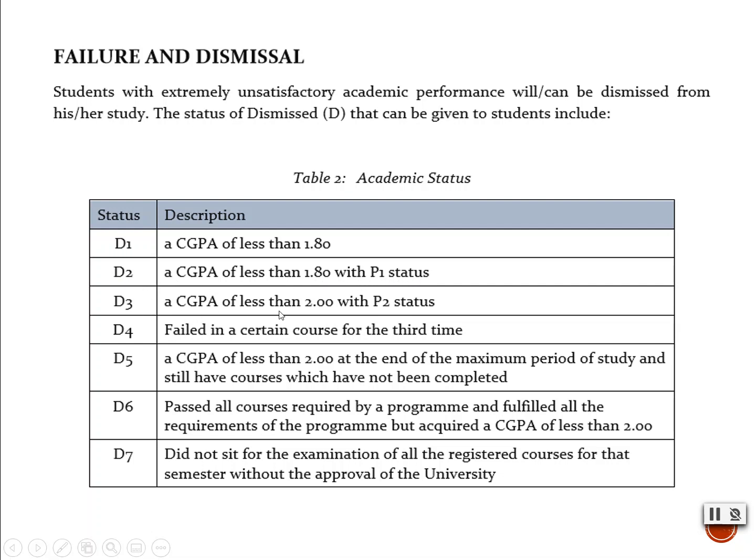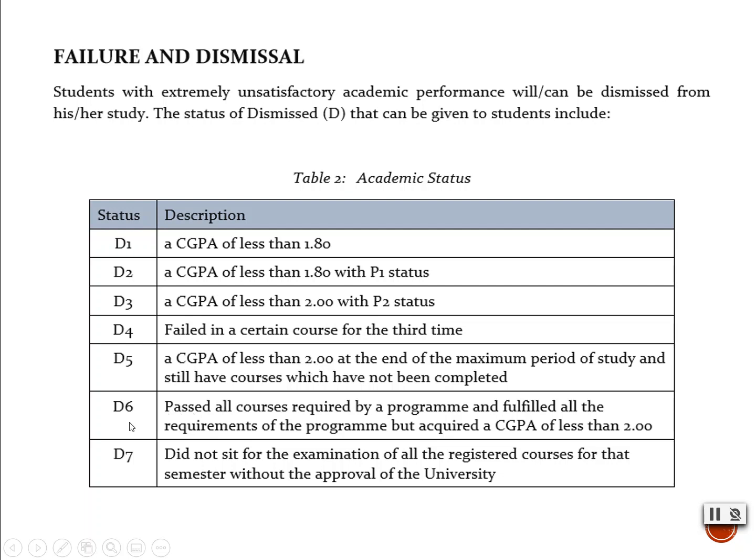D3, a CGPA of less than 2.00 with P2 status. D4, you fail a certain course for the third time. For example, you took maths for the third time and then you fail the maths subject, so you will get D4. D5 is a CGPA less than 2.00 at the end of the maximum period of study and still having courses which have not been completed. In other words, you are in the last semester but your CGPA is less than 2.00.